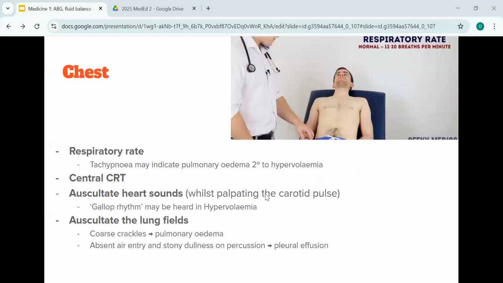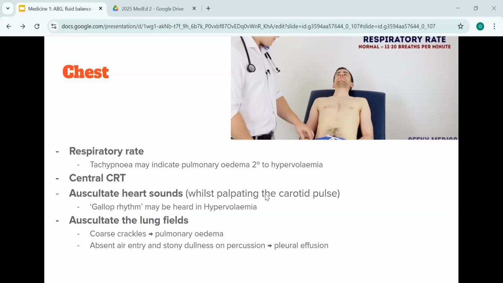Then looking at their chest, go through the normal things you're expecting. So respiratory rate, central capillary refill time, the heart sounds and the lung fields. A note on the gallop rhythm, it's something that PassMed quite likes and is not something you would ever be expected to auscultate in your fourth year exams. However, it's a good word to be able to recognise just in case they chuck it in an AKT.